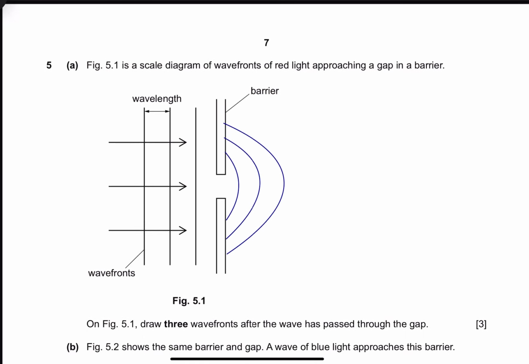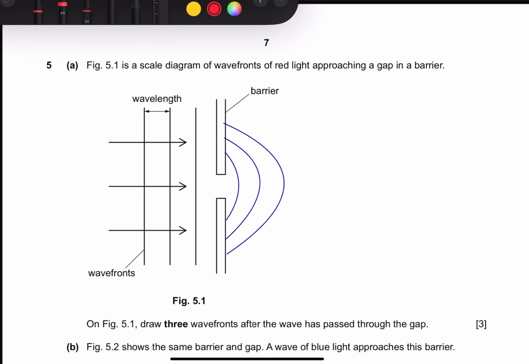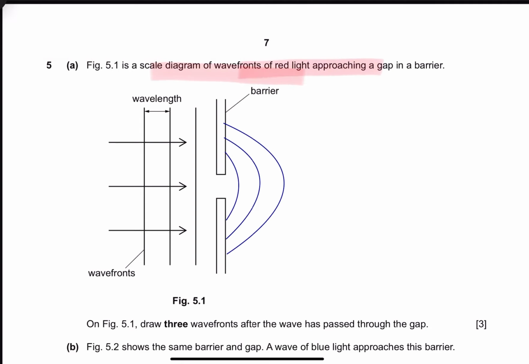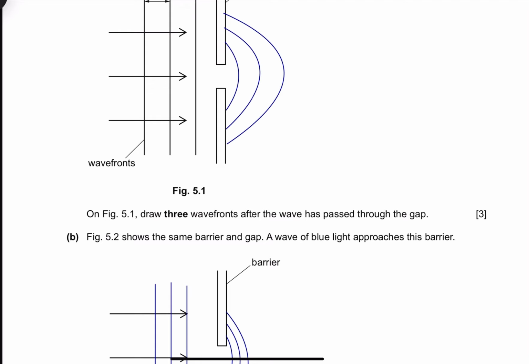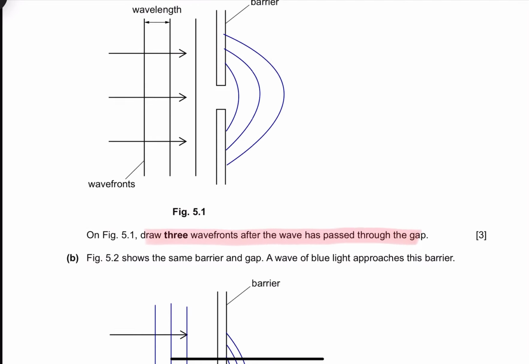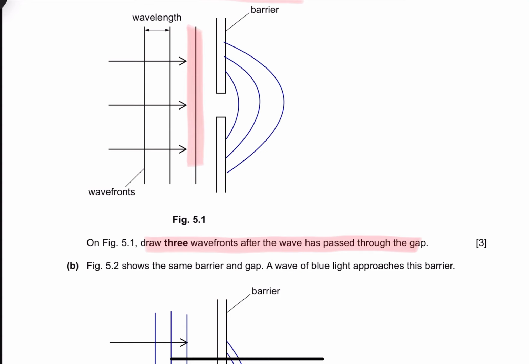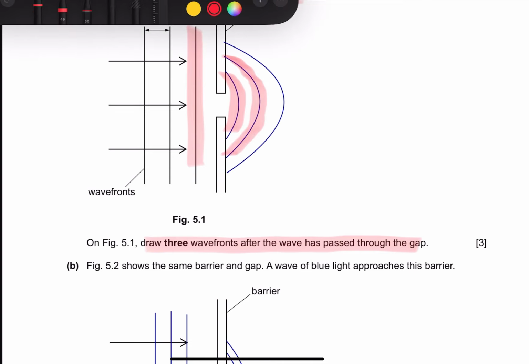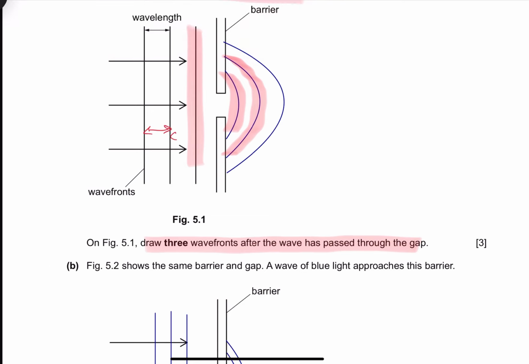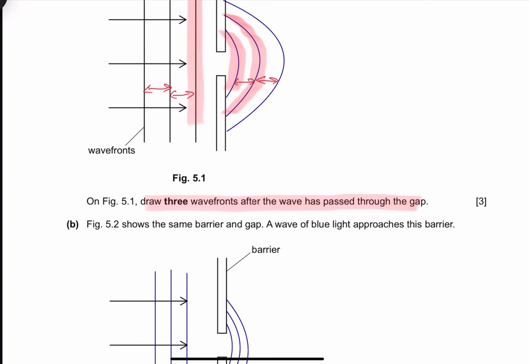Question 5. What we have to do in question 5 is draw a scale diagram of wavefronts of red light approaching a gap in the barrier. Draw 3 wavefronts after the wave has passed through. Okay, but we have to keep in mind these are straight wavefronts, and this is a diffraction phenomenon basically. So after diffraction they will curve, right? And we have to keep in mind that the separation between the wavefronts before and after will remain the same because there is no change in medium, so there will be no change in wavelength or speed. Okay, so that will remain the same.